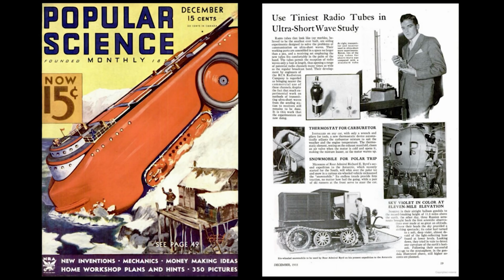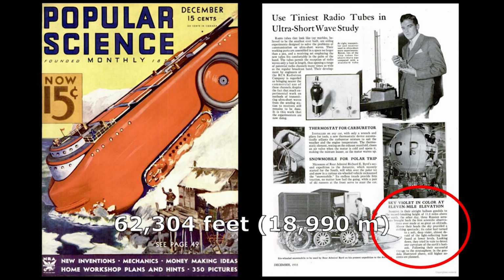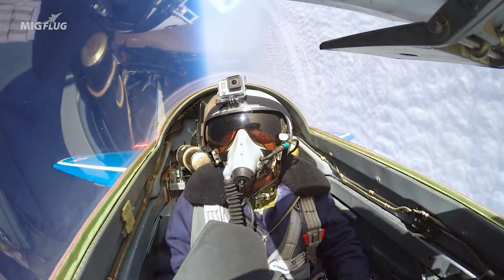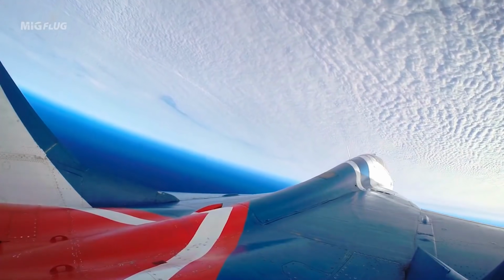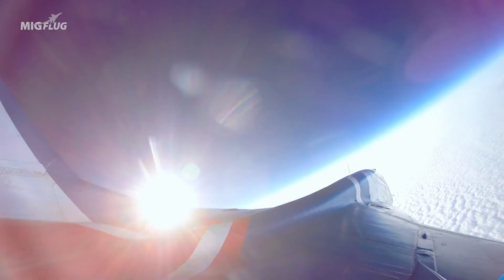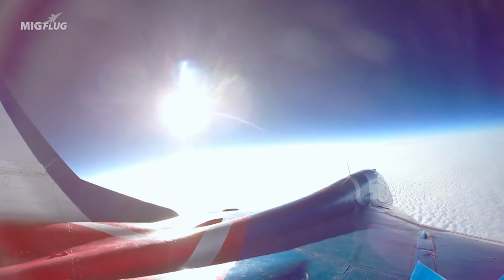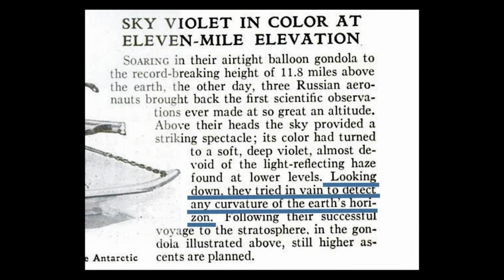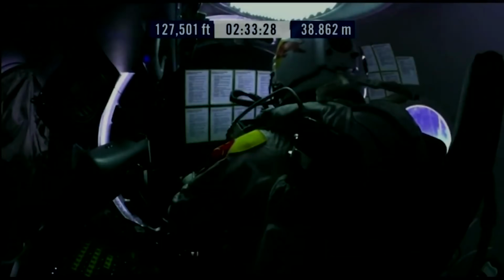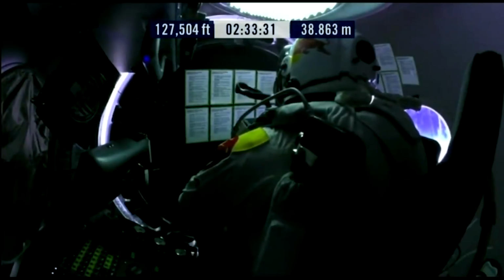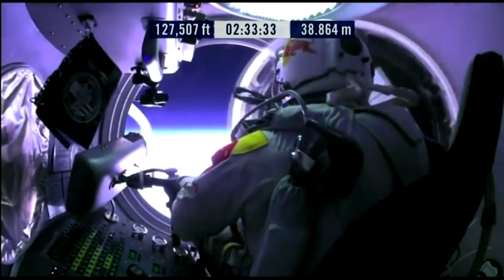Then in 1933, Russian aeronauts reached an altitude of 62,304 feet. That's higher than the maximum cruising altitude of the Concorde jet and higher than the alleged commercial flights of the MiG-29. This is how popular science described the aeronauts' experience. Looking down, they tried in vain to detect any curvature of the Earth's horizon. Of course, Piccard and the Russians should have seen the curvature of the Earth at those altitudes, but they didn't, even though they wanted to. Kudos to them for their honesty.